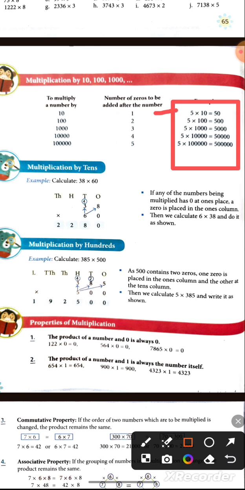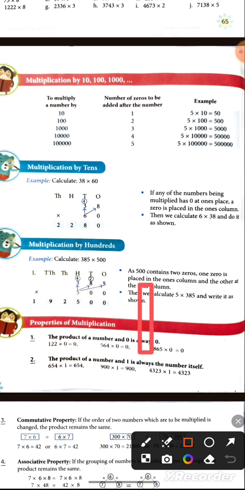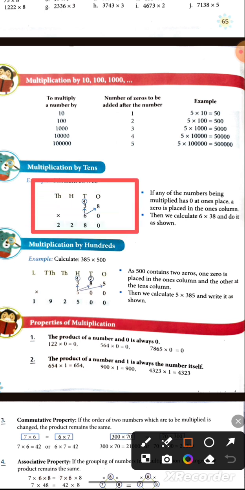So this is the trick. Instead of multiplying it by 10, 100, or 1000, you can solve it by using the trick. Okay, let's move to the example now. Multiplication by 10. Look here, multiplication by 10. Look in this box now. There is written 38 multiplied by 60.